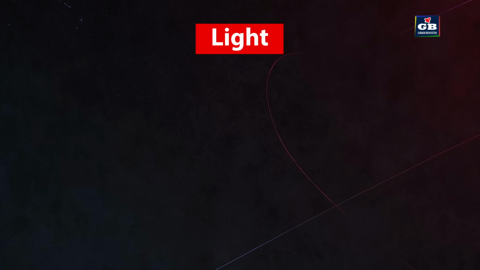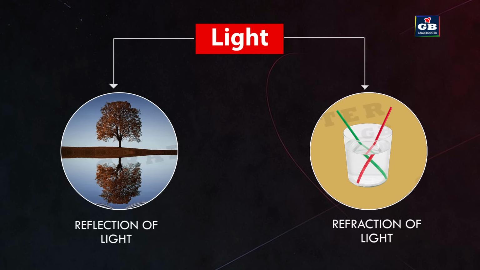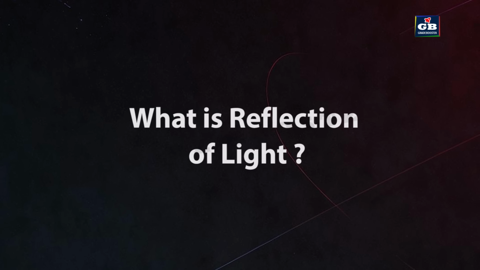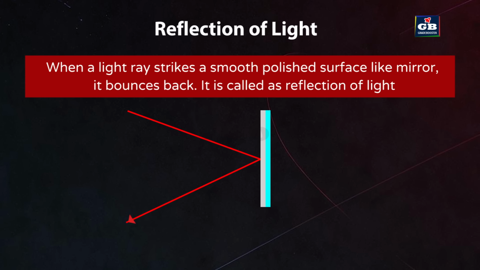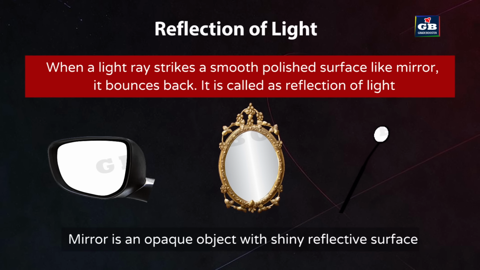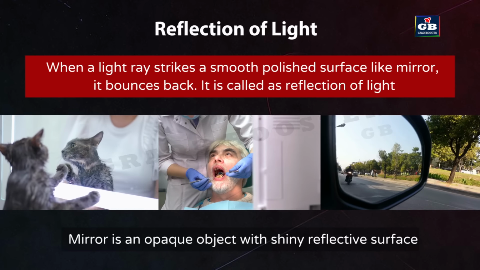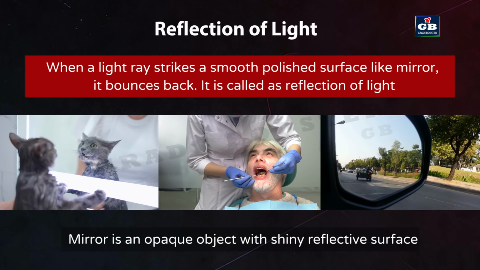But in this lesson, we are going to study the reflection and refraction of light. For this, we consider the notion that light rays travel in a straight line. What is reflection of light? When a light ray strikes a smooth polished surface like a mirror, it bounces back. It is called reflection of light. We can study the reflection of light with the help of mirrors. A mirror is an opaque object with a shiny reflective surface. It is because of the reflection of light that we are able to see our images in mirrors.